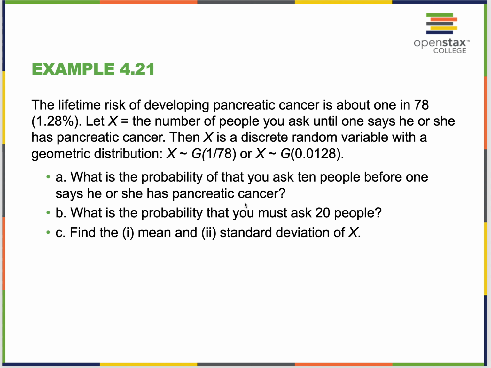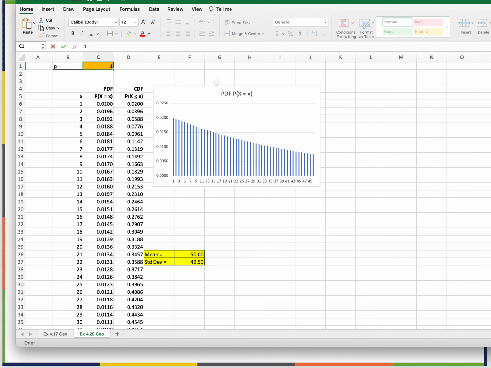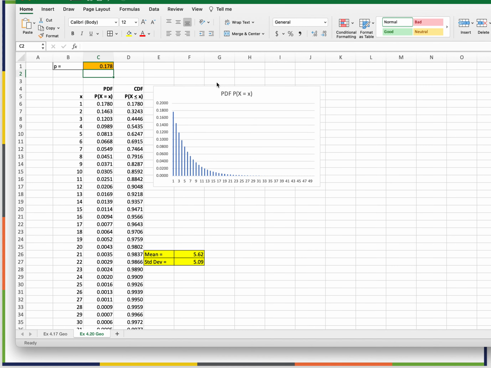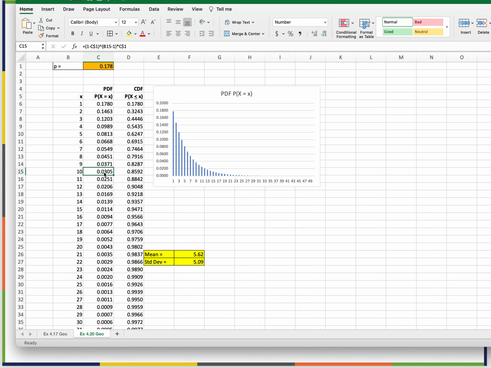Well, how do I answer that? I'm not even going to do it, but I would change this to 0.178. And it changes it somewhat. And what did they say? What is the probability that I must ask 10 people before one says? 10 people before one says, so that means 11. So it's 0.025. And what is the probability that I have to ask 20 people? Or it occurs on a 21st trial.